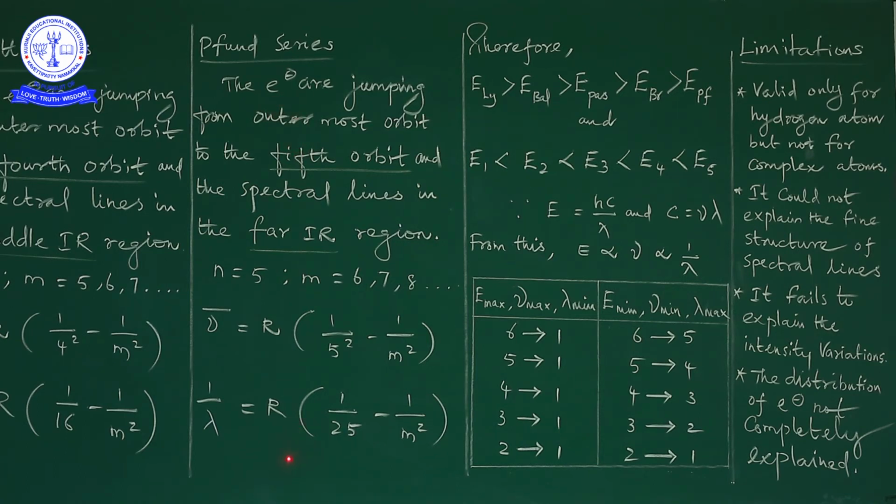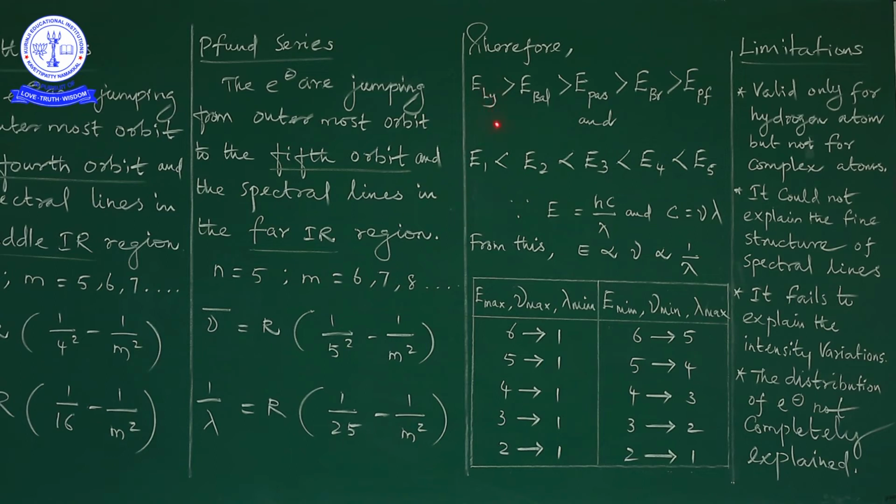Till now we have discussed the spectral series of the hydrogen atom. Totally 5 series are here. They are called the Lyman series, Balmer series, Paschen series, Brackett series and Pfund series.